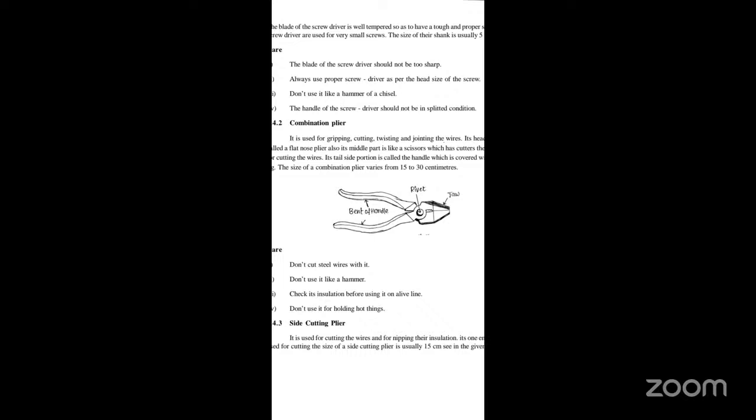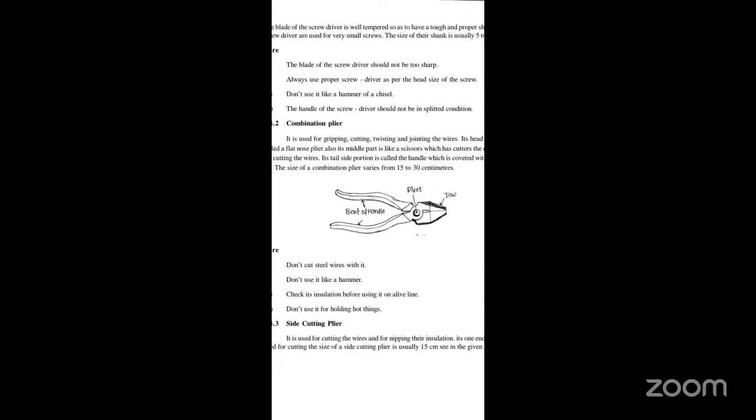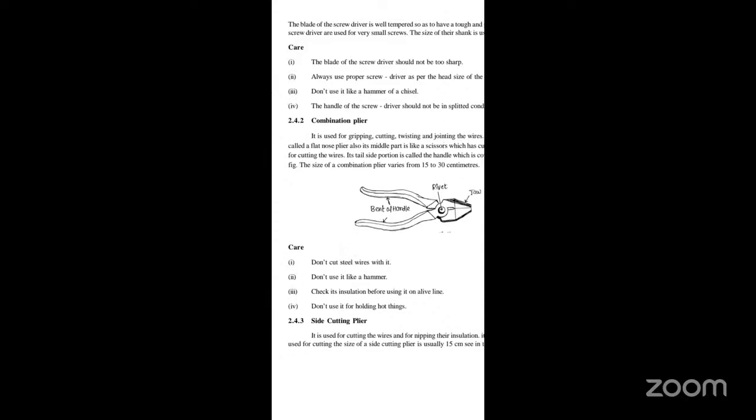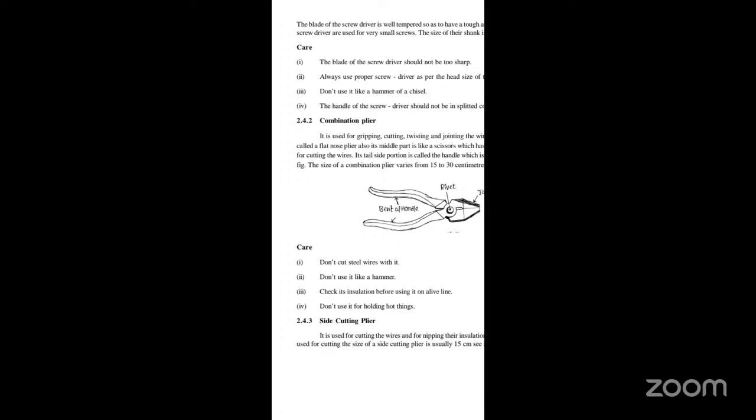The size of a combination plier varies from 15 to 30 centimeters. Next, care. Don't cut steel wires with it. Steel wires can't be cut using a combination plier. Don't use it like a hammer.